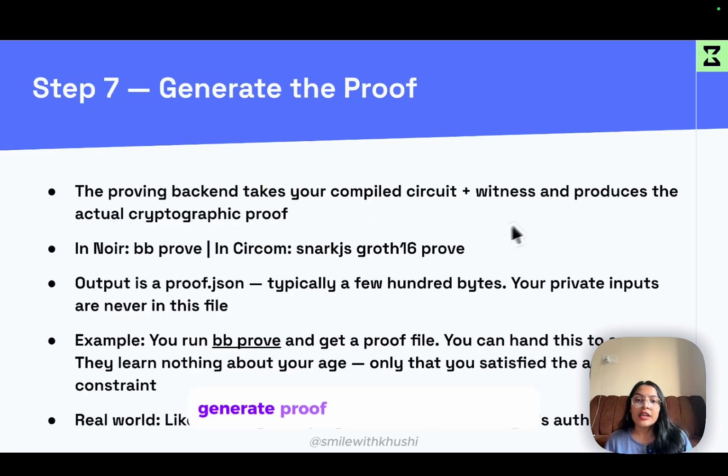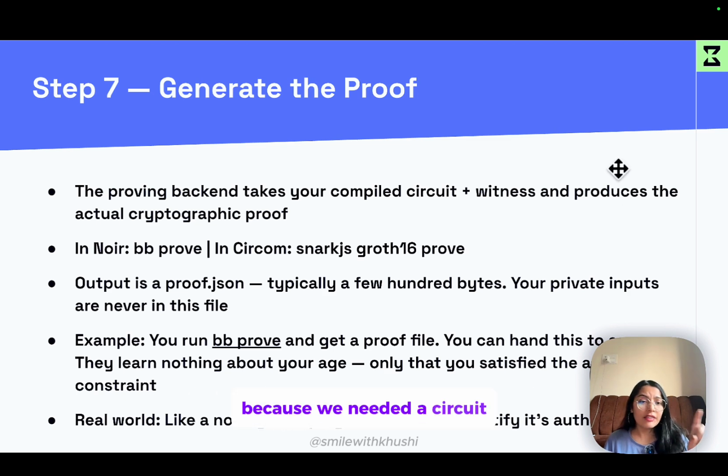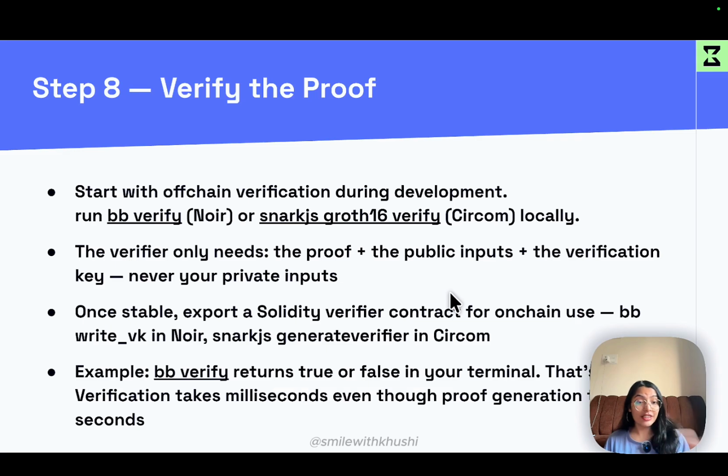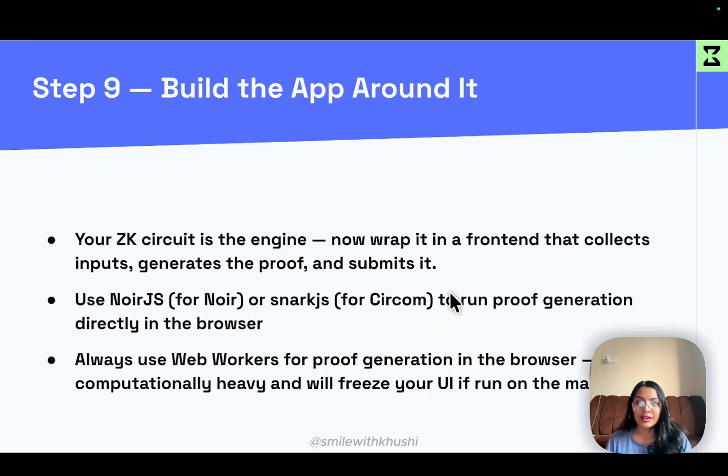Now, generate proof. We can simply write the command to generate proof because we needed a circuit, we needed witnesses, and then we are good to generate the proof locally on our machine. And after we generate the proof, we can verify the proof, right? This proof verification will take place off chain right now on our machines. If you want the on chain verification, you can definitely go with ZK Verify integrated, and we will talk about it in our future videos, like how that actually works.